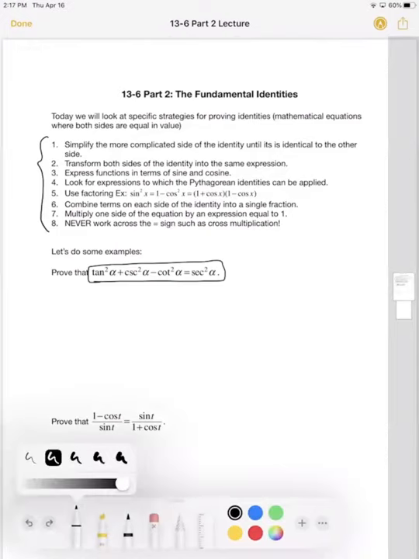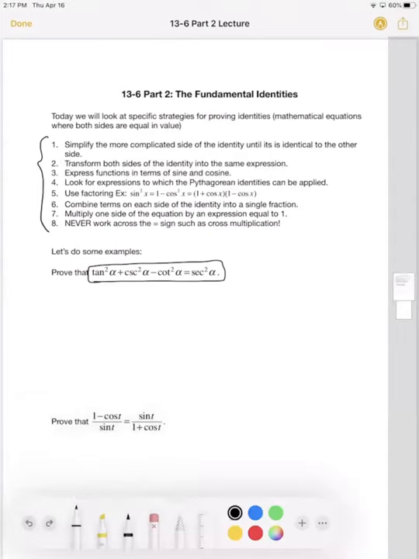Okay, let's go to the next one. Number 6, we can combine terms on each side of the identity into a single fraction. We'll use that method here in a minute. Number 7, we can multiply one side of an equation by an expression equal to positive 1. We can do that, and we're going to do that in our second example. And number 8, you never, ever, ever work across the equal sign. So you would not, for example, do cross multiplication, and we'll be tempted to do that here in a minute.